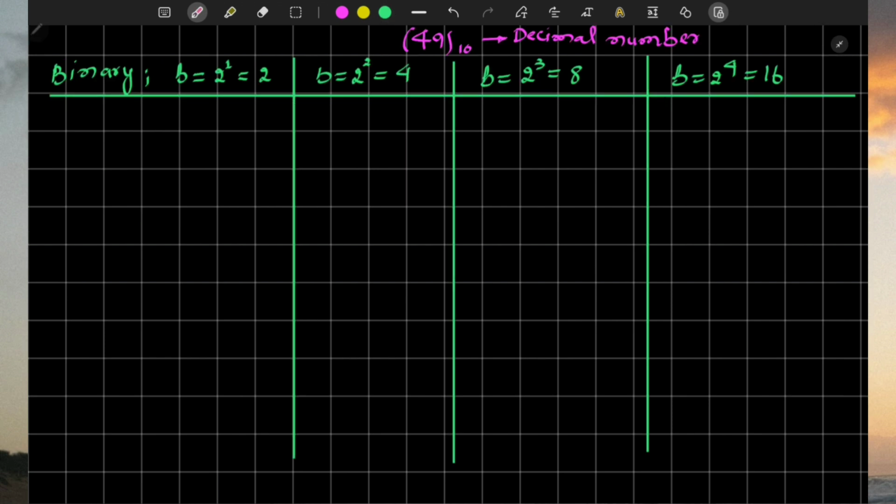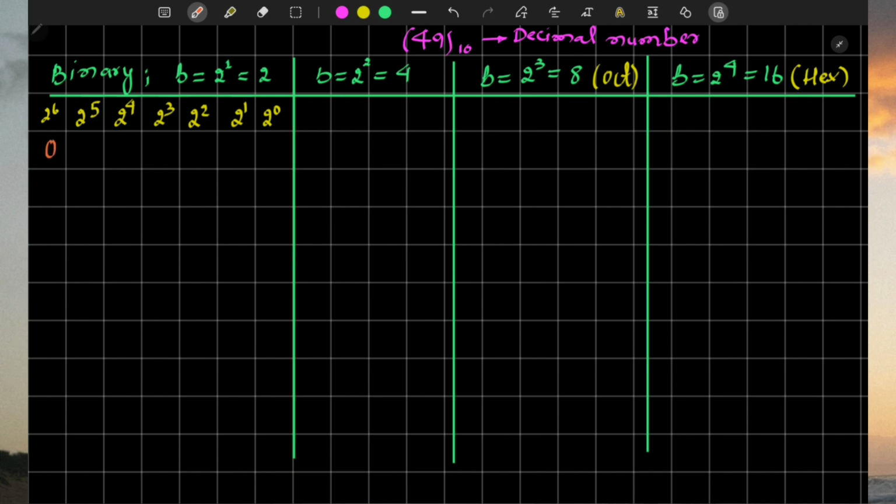Now we have taken 49 as a decimal number, and we will convert this number in binary, that is base 2, in base 4, in base 8, that is octal, and in base 16, that is hexadecimal number. Let us first convert this number into binary. So I have written the powers of 2 in descending order. So 2 raised to the power 6 is 64. 64 is greater than 49. It cannot be present in it. So we have to write 0 below it.